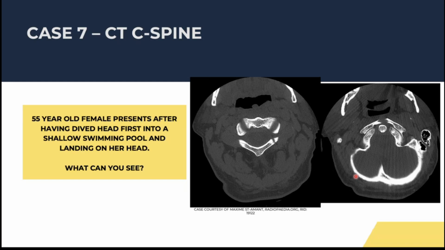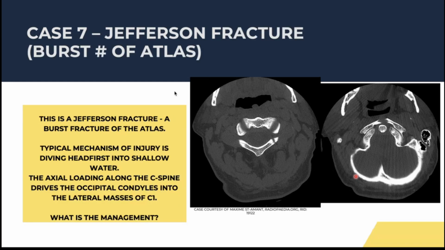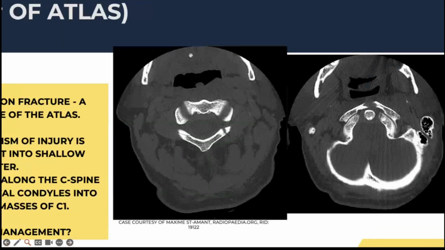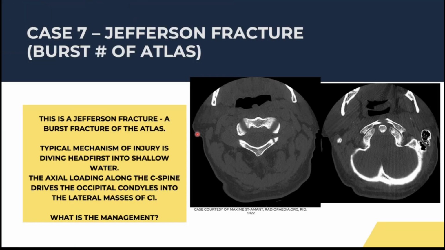Orbital breaking anterior arch of C1. Yes, so this is what we call a Jefferson fracture. Like Dr. Hussain said, you can see here that there is an anterior break in C1, but you can also see a fracture on the side here, and another here. So it's also known as a burst fracture of the atlas.